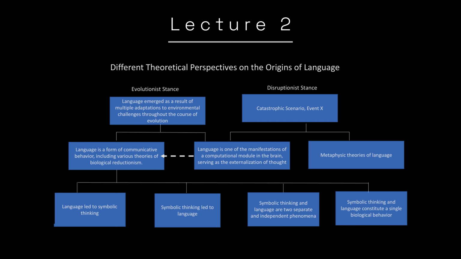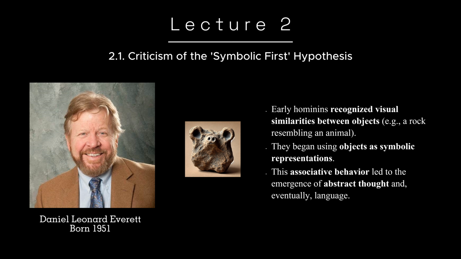Let us examine in this logic the argument that symbolic thought developed prior to language. A substantial number of scientists support this stance. For example, linguist Daniel Everett proposes that a. Early hominins recognized visual similarities between objects, for example, a rock resembling an animal. b. They began using objects as symbolic representations. c. This associative behavior led to the emergence of abstract thought and, eventually, language.